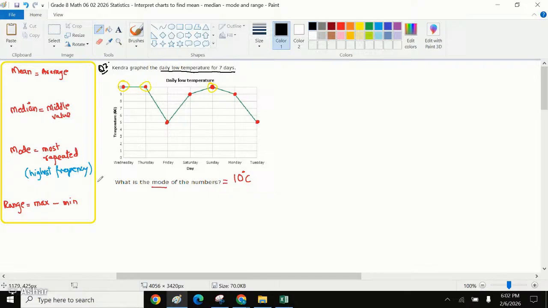If we add an additional part to this, let's suppose part B, find the range. So can we say the range means the maximum minus the minimum? What is the maximum temperature? The maximum temperature was 10 minus, what is the minimum temperature? That is 5. So the range of temperature is 5 degrees centigrade. Okay, do we agree?